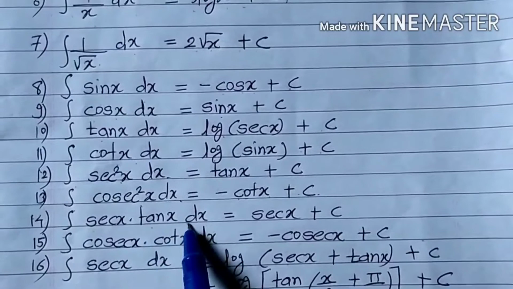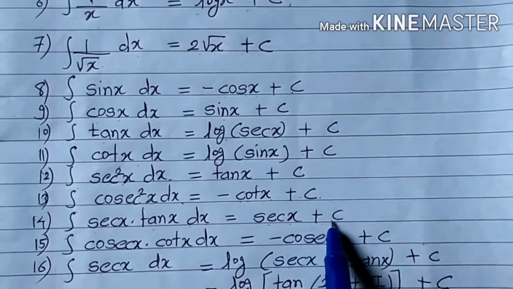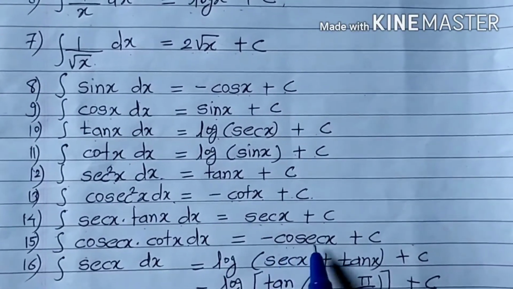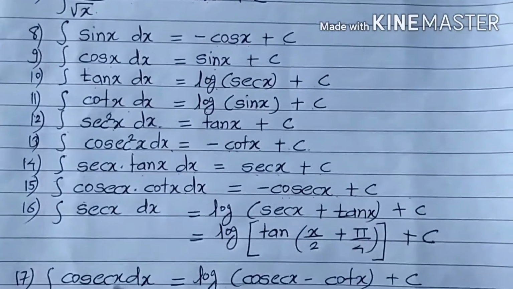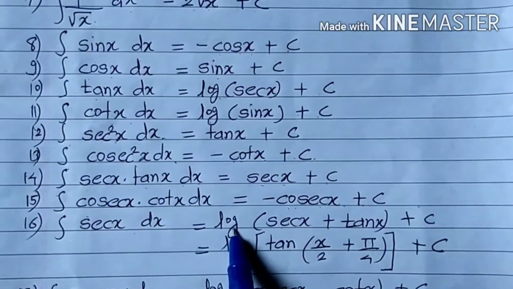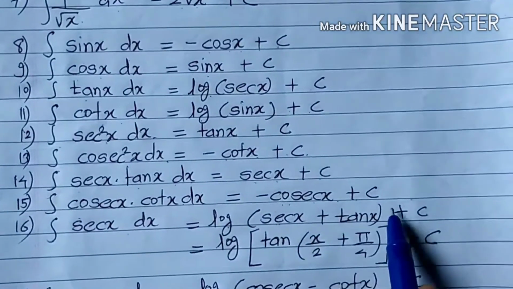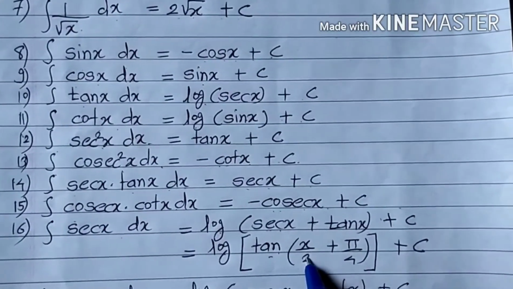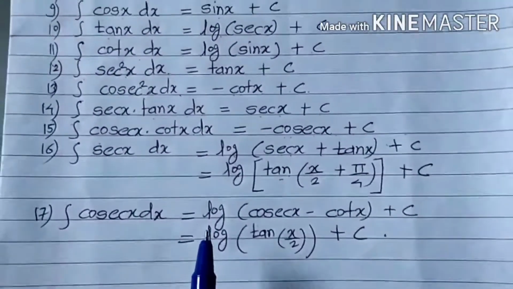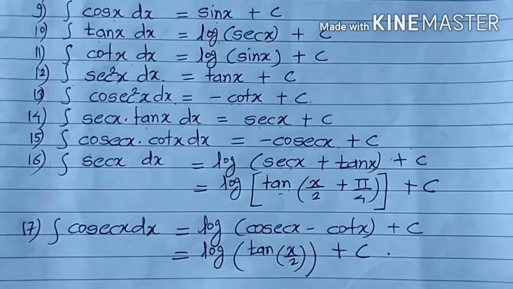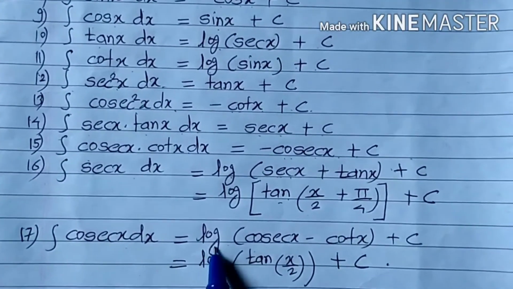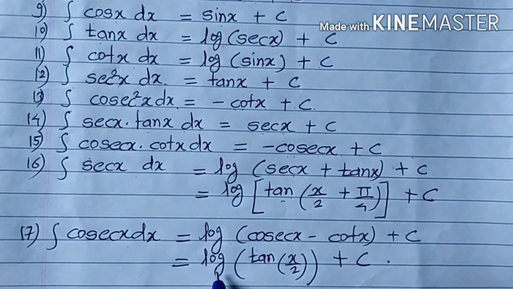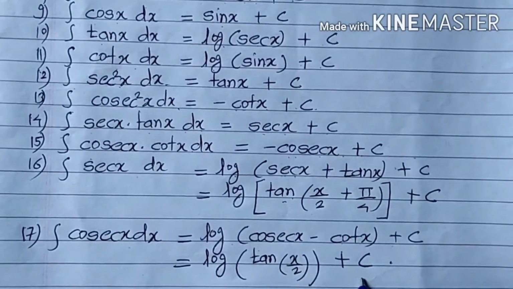Integration of sec x into tan x dx is equal to sec x plus c. Integration of cosec x into cot x dx is equal to minus cosec x plus c. Next, integration of sec x dx is equal to log of sec x plus tan x plus c. Also there is another formula, log tan of x upon 2 plus pi by 4 plus c. And last, integration of cosec x dx is equal to log of cosec x minus cot x plus c, and another formula, log of tan of x upon 2 plus c.